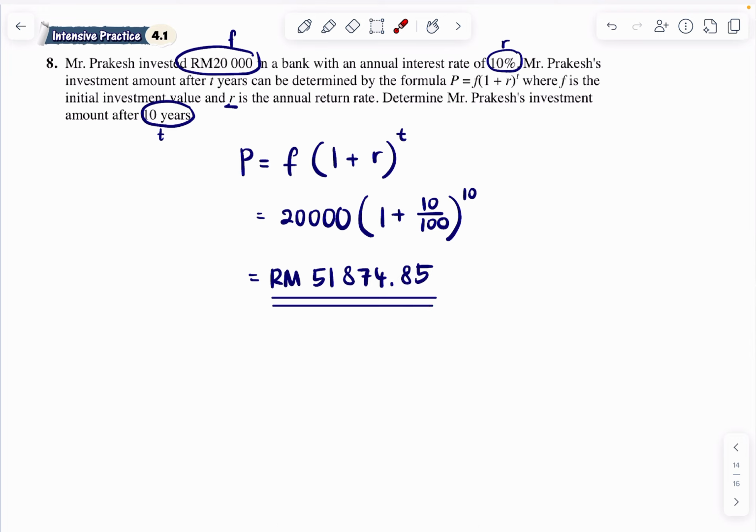That's it. So he invested 20,000 ringgit. This one, the interest rate is quite high, 10%. So after 10 years, the 20,000 became 51,000. That's a good investment. That's it.